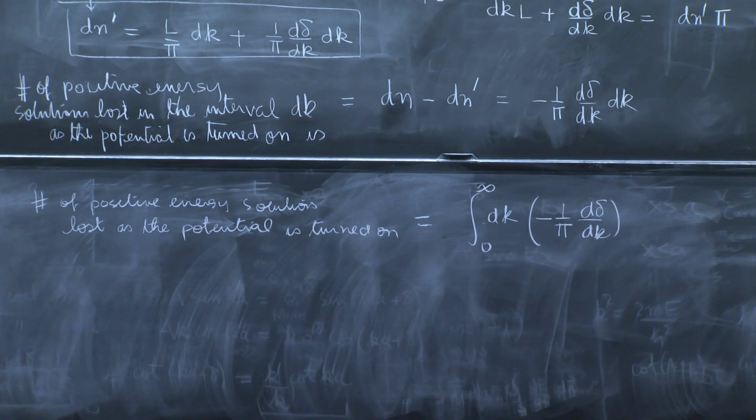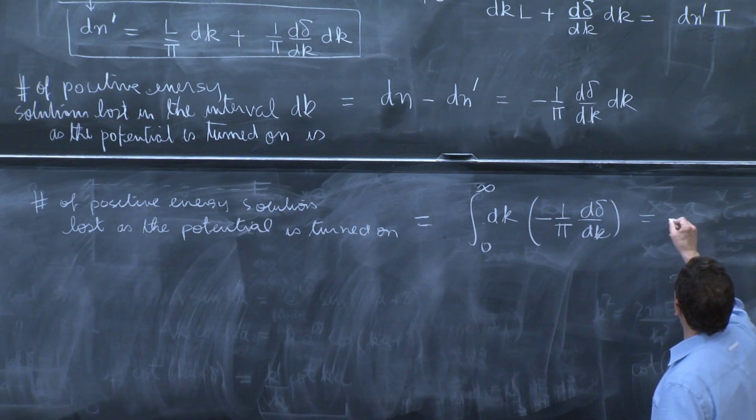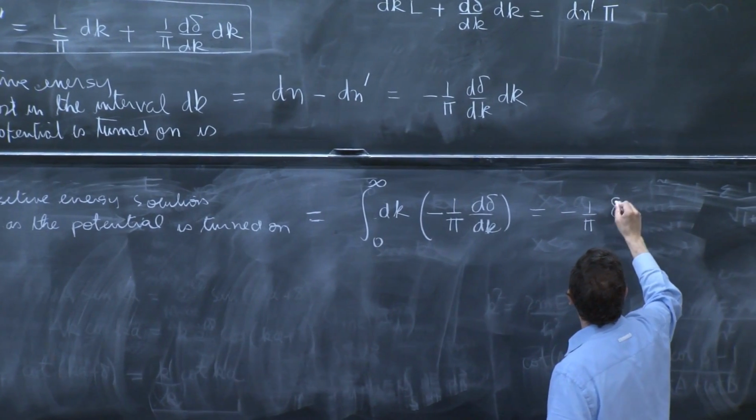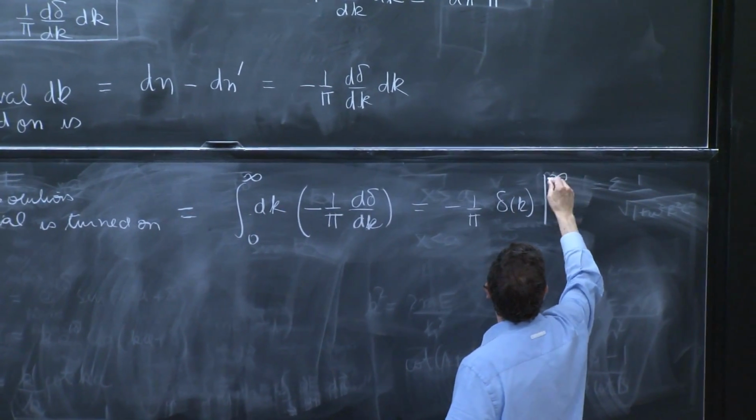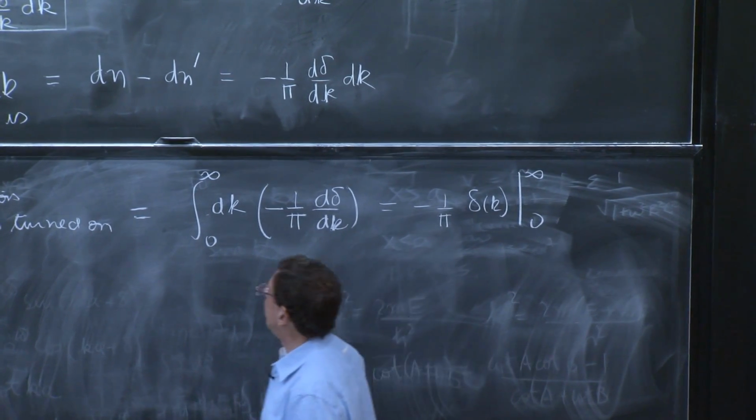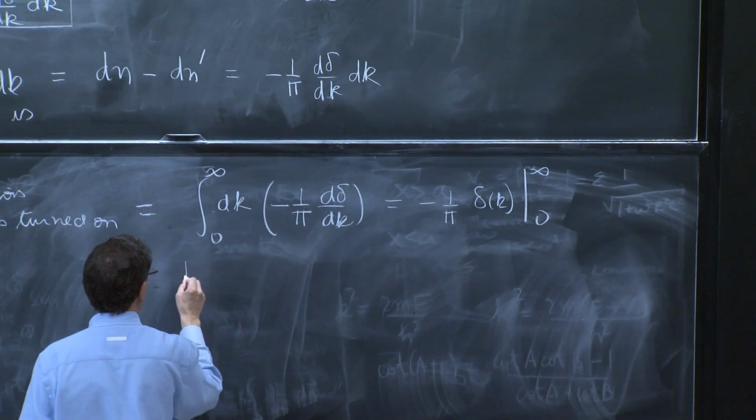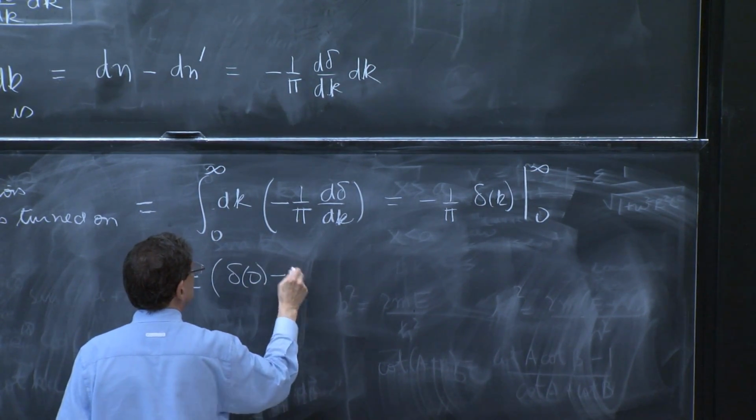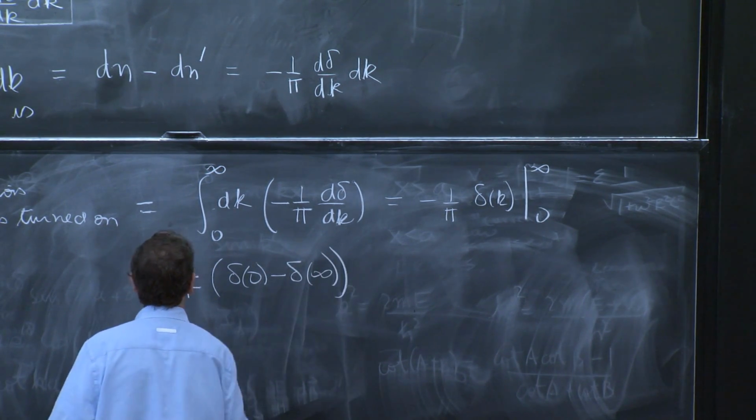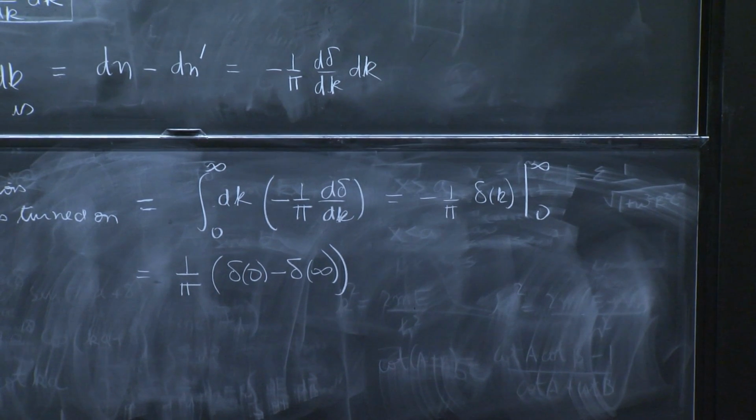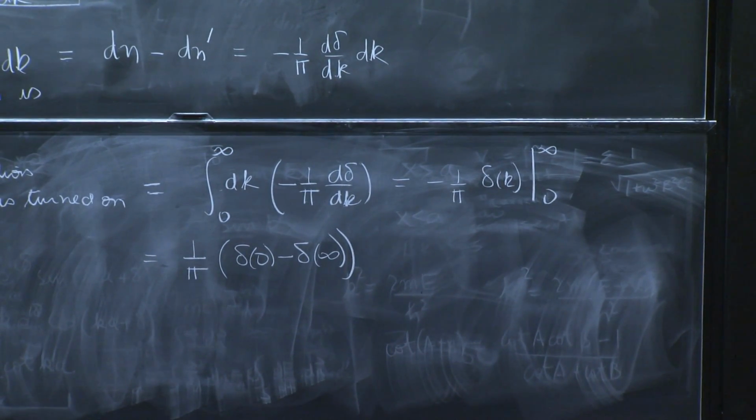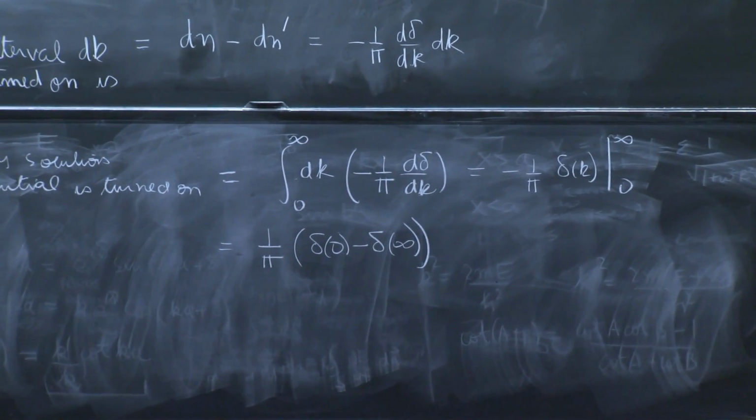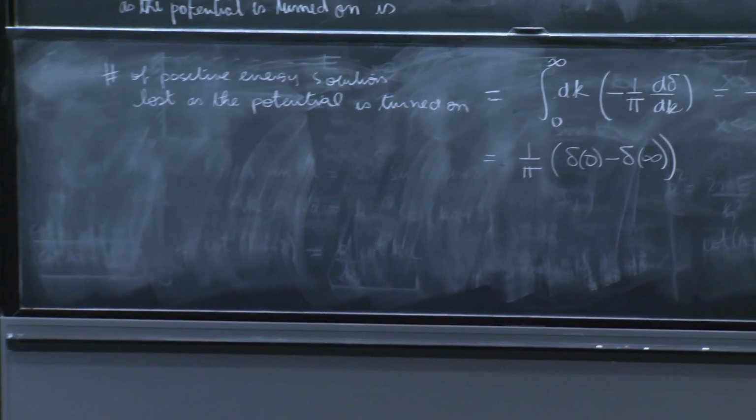But this is a total derivative. So this is minus 1 over pi delta of k evaluated between infinity and 0. And therefore, the number of states lost is 1 over pi, because of the sign, delta of 0 minus delta of infinity. So we're almost there. This is the number of positive energy solutions lost.